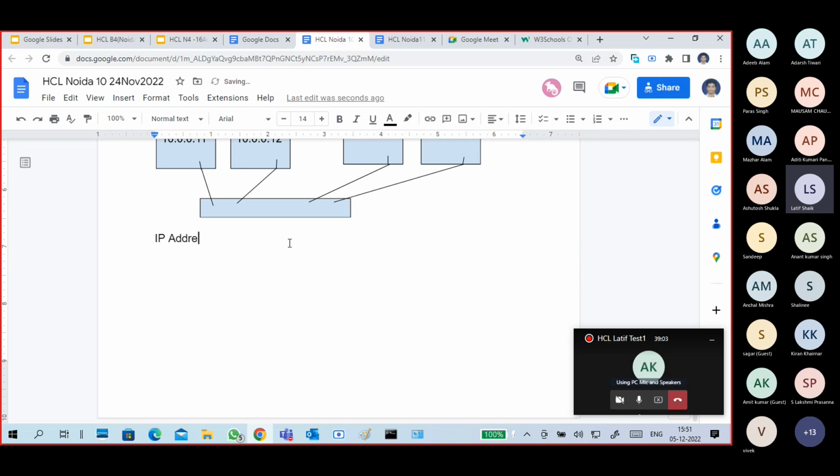Guys, I think I already told you, but in case I haven't, I'm telling again: the difference between an IP address and a MAC address. Every device has a MAC address; every NIC has an IP address, and every NIC has a MAC address. So this IP address is a logical address, whereas a MAC address is a physical address.